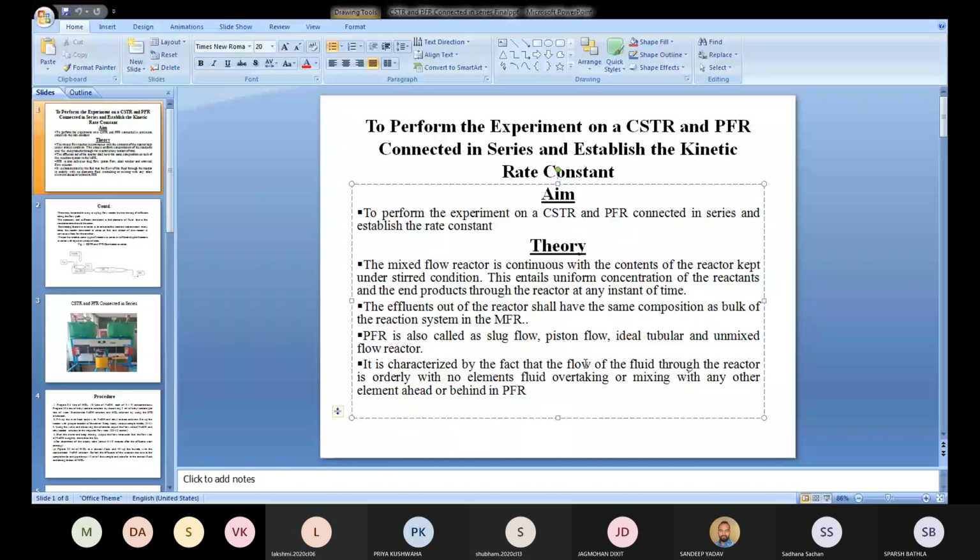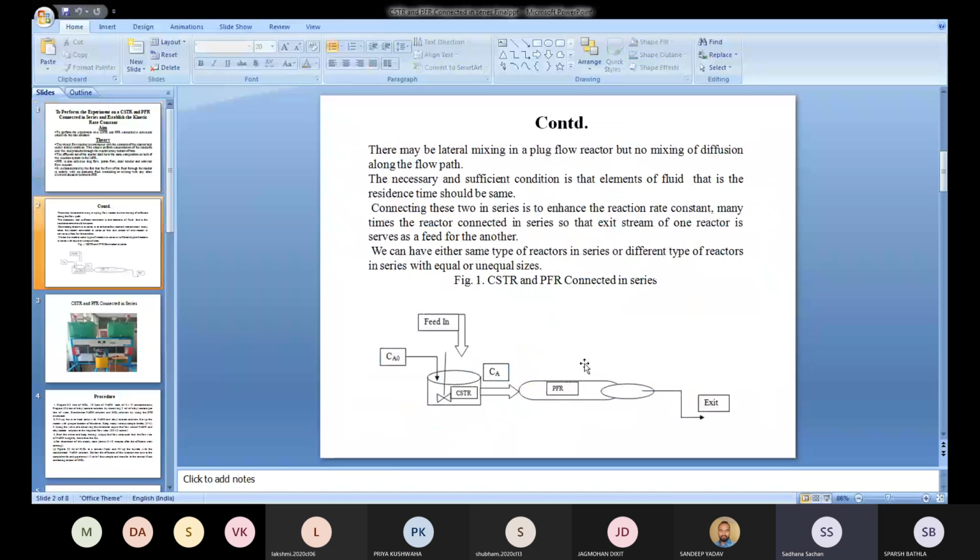And this is the flow diagram for CSTR followed by PFR. This CSTR, here which we take in terms of CA naught or FA naught, the feed rate in moles per liter, feed in, then whatever the CA is here, then PFR and the exit.